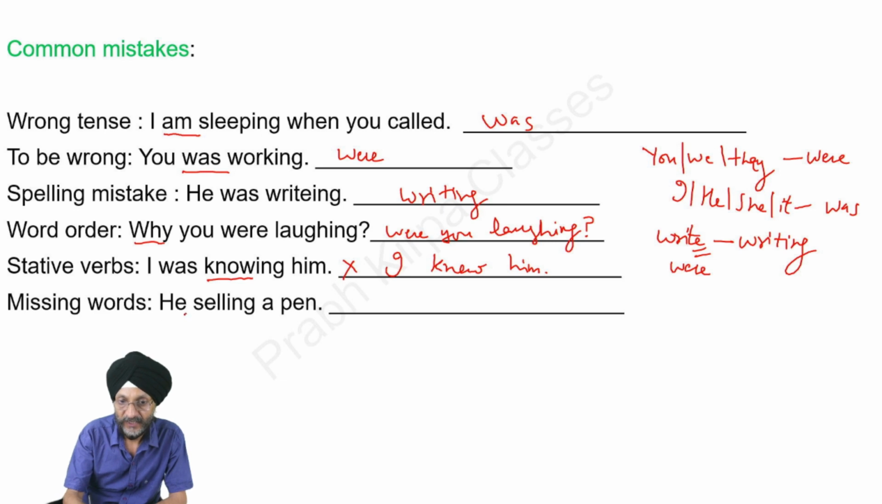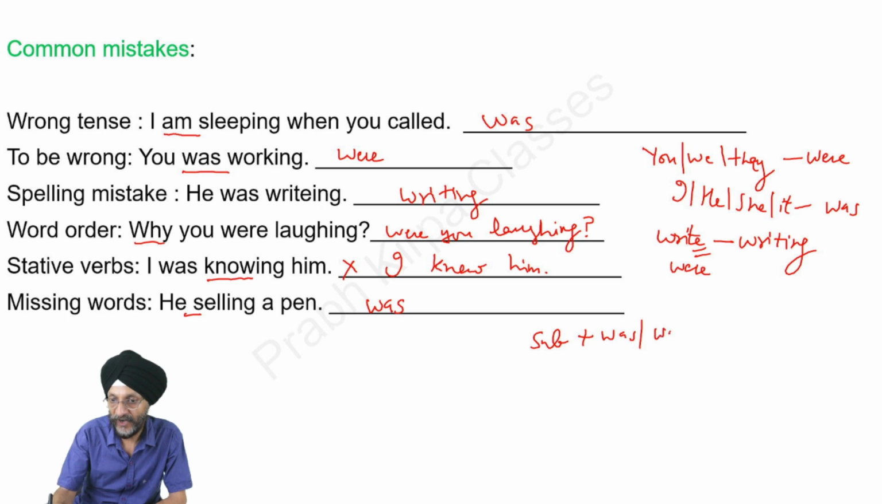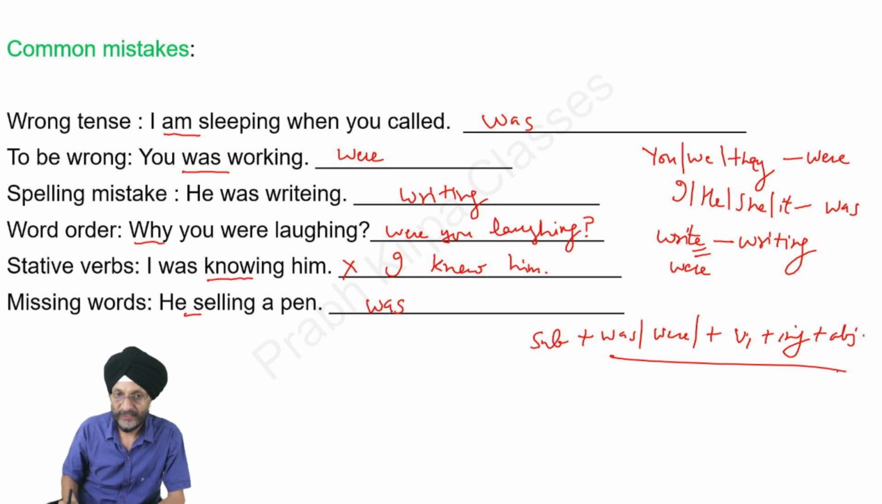Missing words. "He selling a pen." "He was selling a pen." As already told, first comes subject, then comes "was" or "were" as helping verb, then we have to add verb first form, then ing, and then object. This is the formation of the sentence.